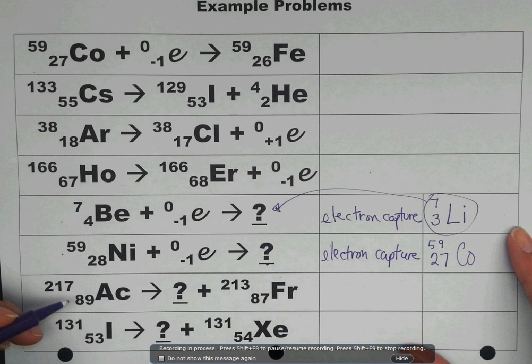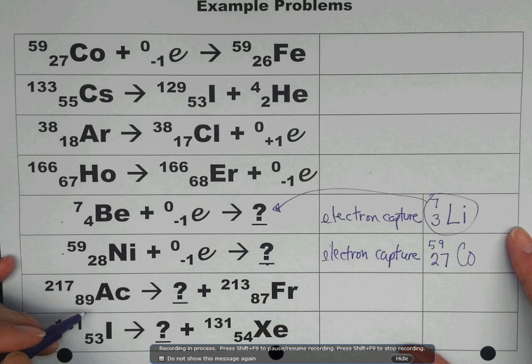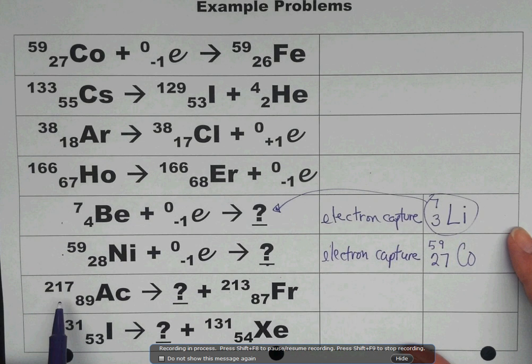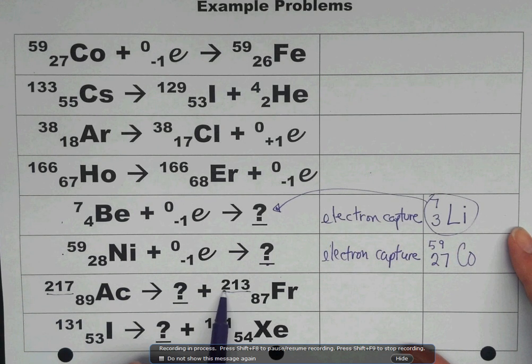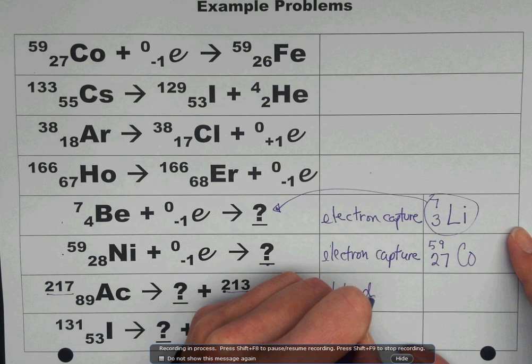Looking at our next example on here. Now we're just starting with just one element. There's nothing else added to it. So therefore we know it can't be electron capture. So let's look at what happened in here. We started with a mass of 217 and we ended with a mass of 213. Right away we know that this has to be alpha decay.